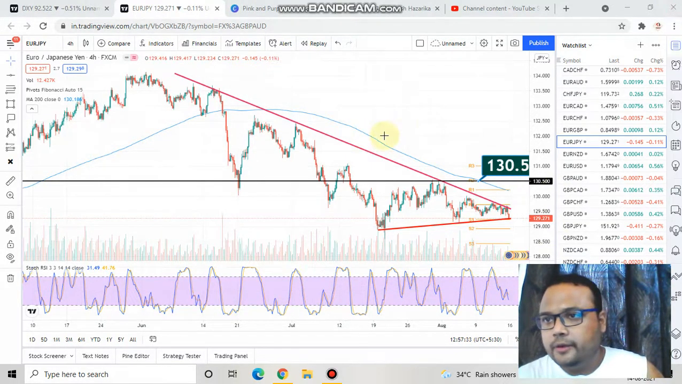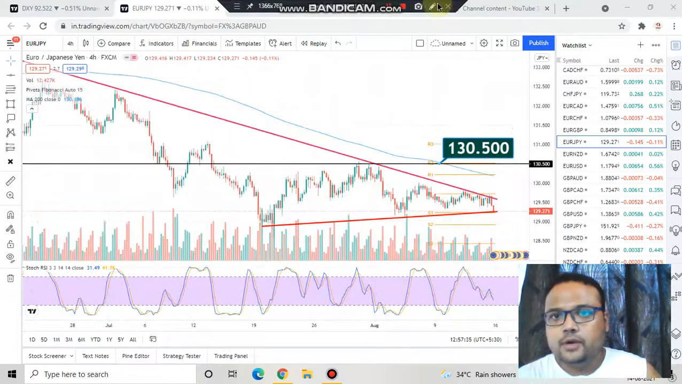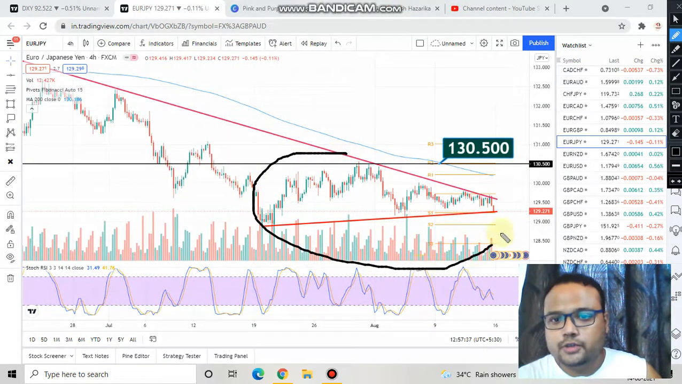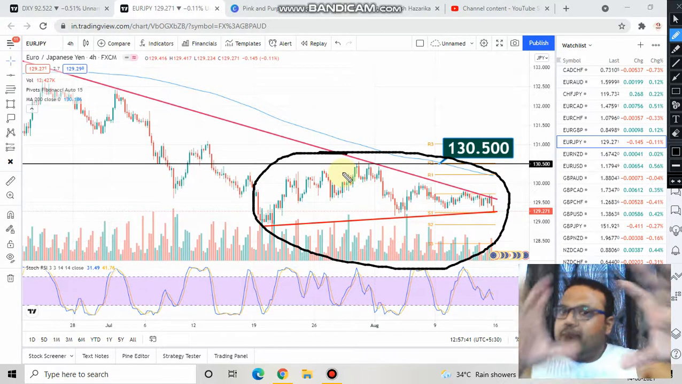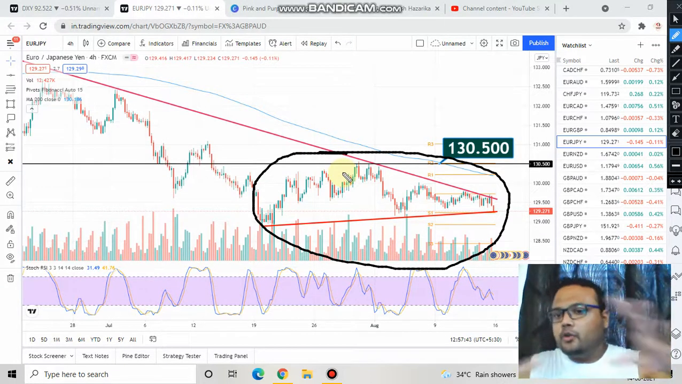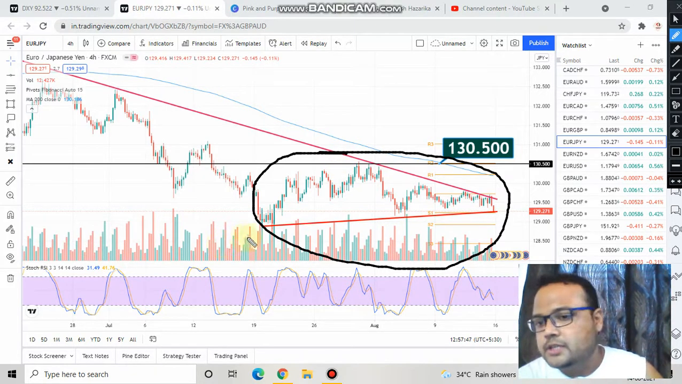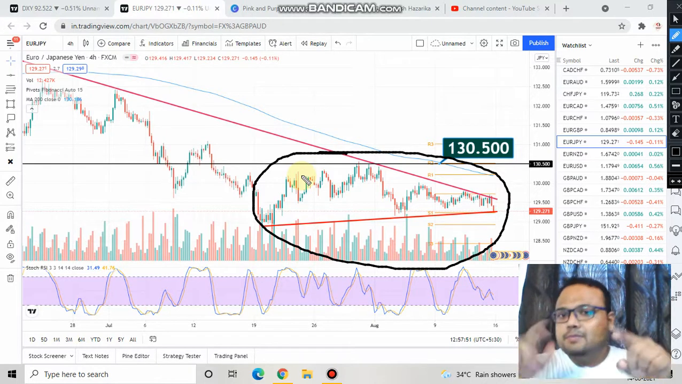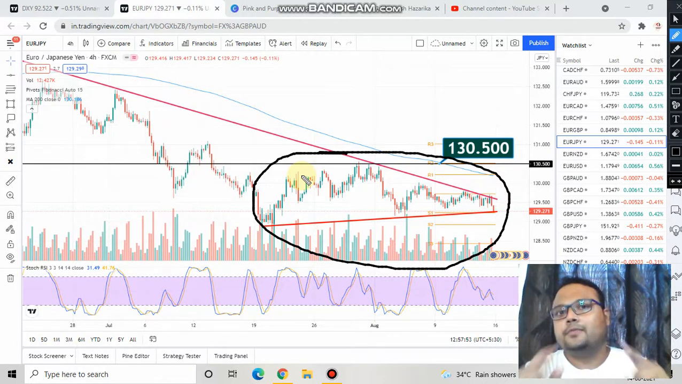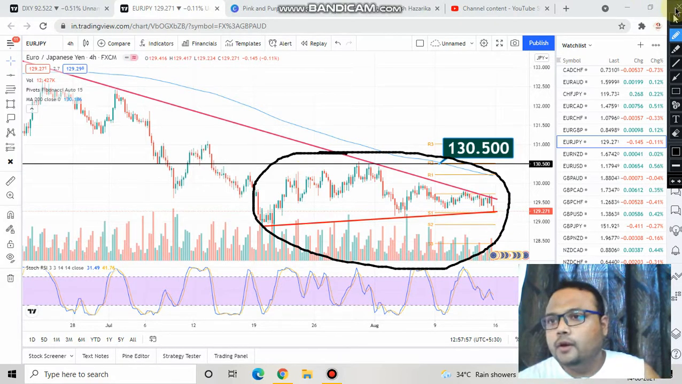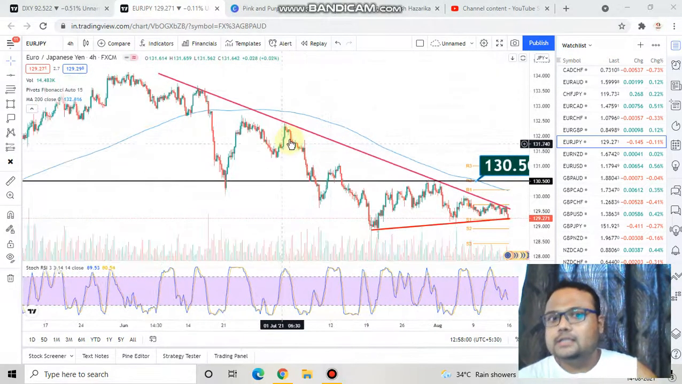But if we just focus on this particular portion of the chart here, then we can see that the market may be in a downtrend, the overall trend may be towards the downside, but if we observe this particular portion of the market here, then we can see that this market is sideways right now. Try to understand my point here. Overall, the chart is in downtrend.